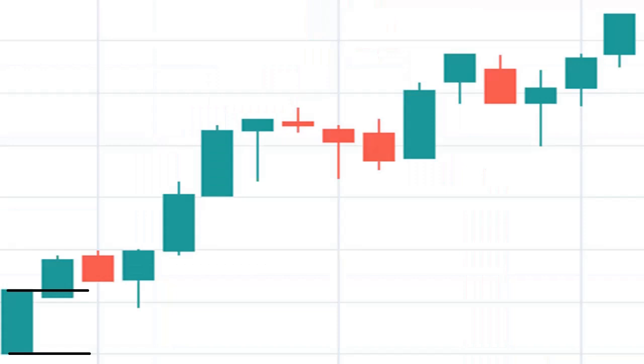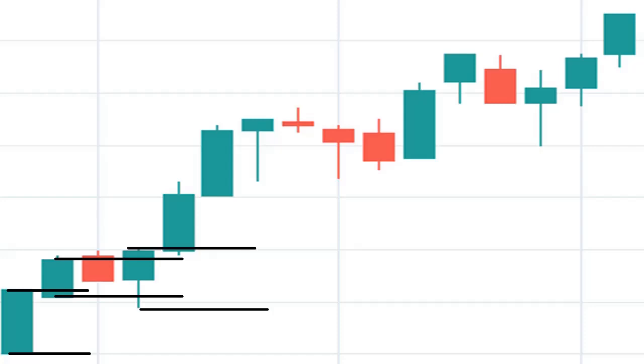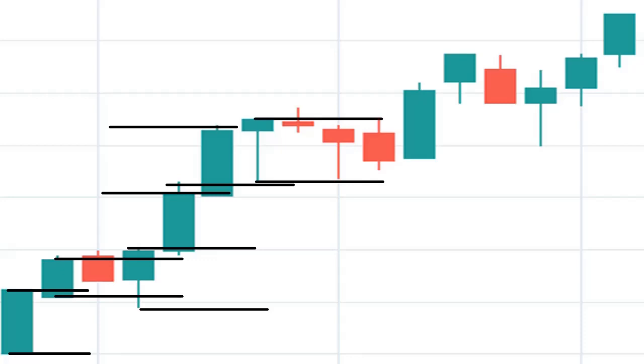Now in this example, consider the first candle. We mark the high and low of the first candle. The second candle closes above it, so we mark the high and low of the second candle. The third red candle has closed inside the high and low, so we ignore that candle. The fourth candle has closed above the high and low, so we mark the high and low of the fourth candle. The fifth candle closed above it, so we mark the high and low of the fifth candle. The sixth candle closed above it, so we mark the high and low of the sixth candle. The seventh candle is a pin bar, so we mark the high and low of the pin bar.